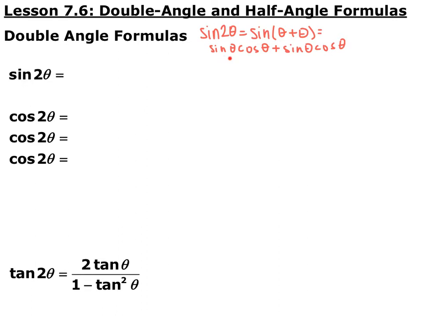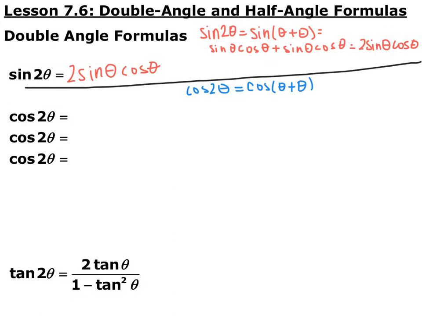So we have sine of the first angle theta times cosine of the second angle theta, plus sine of the second angle theta times cosine of the first angle theta. So you end up with sine theta cosine theta plus sine theta cosine theta, which just means you have 2 sine theta cosine theta. So the double angle formula for sine is sine of 2 theta is equal to 2 sine theta cosine theta.